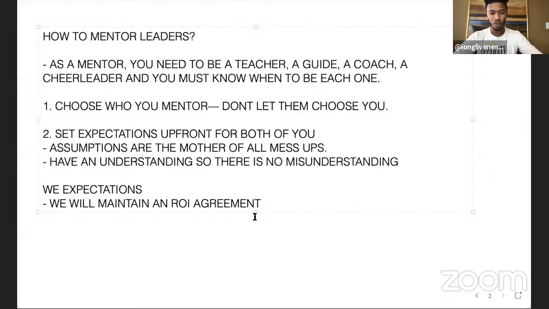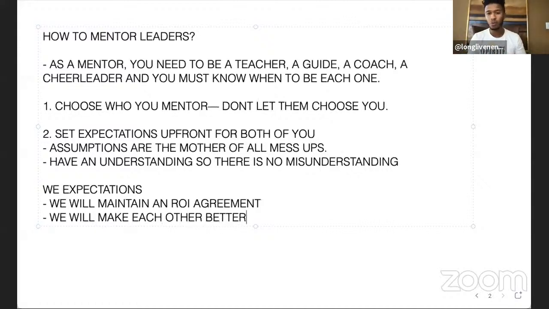So there has to be a return on investment agreement, which is very important. It's a two-way street. We all got to have a return on investment, which is key. The second we expectation is we will make each other better. This is something that you guys got to do with your people. When you sign somebody up, when you enroll somebody, these are the expectations that you got to set up with people. We are gonna make each other better.